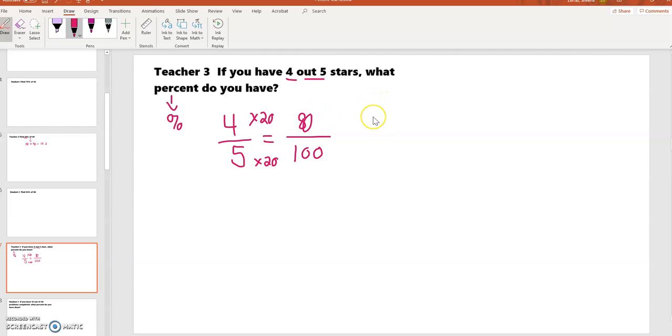And make sure you answer this in percent form. So if 80 out of 100 is the fraction, and as a percent, the percent amount is out of 100, so 80%.